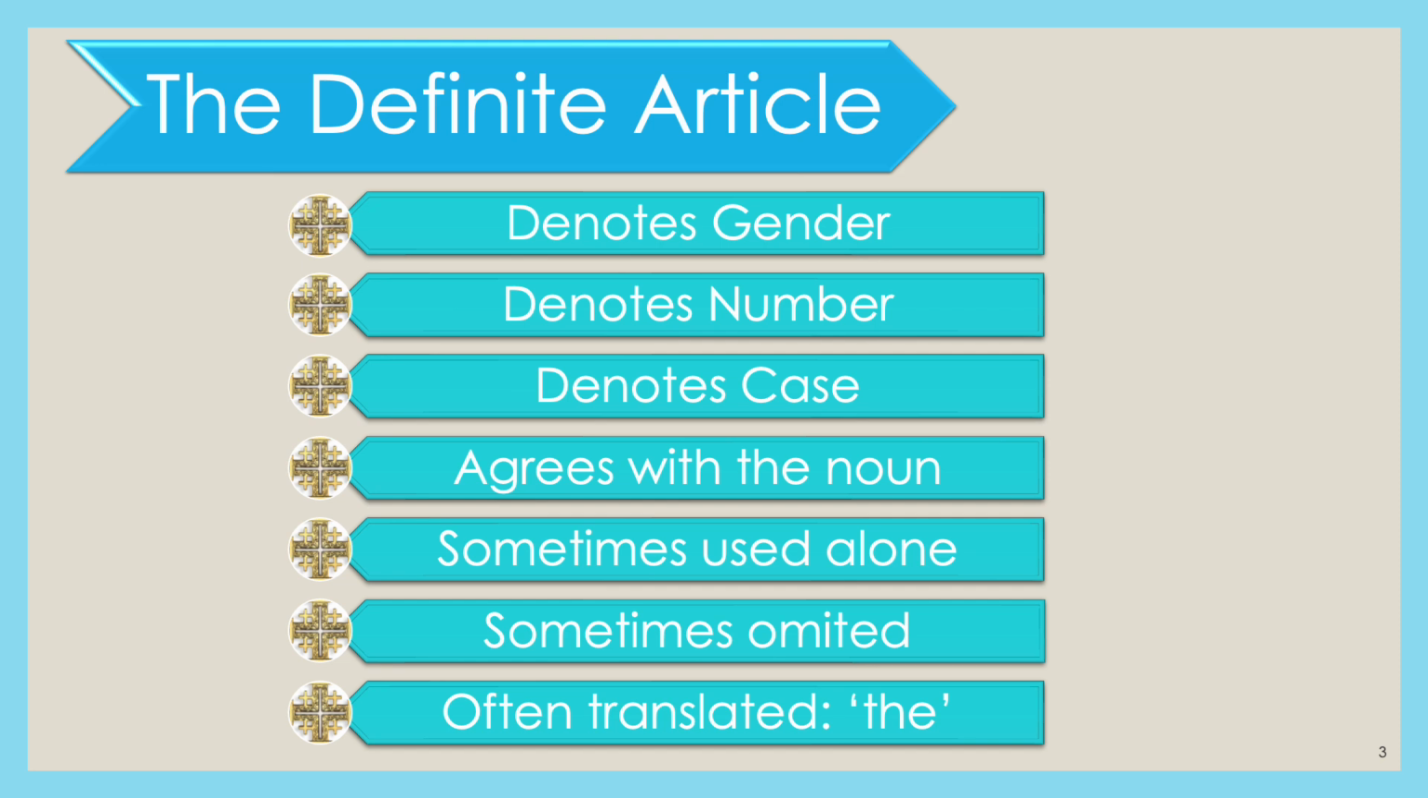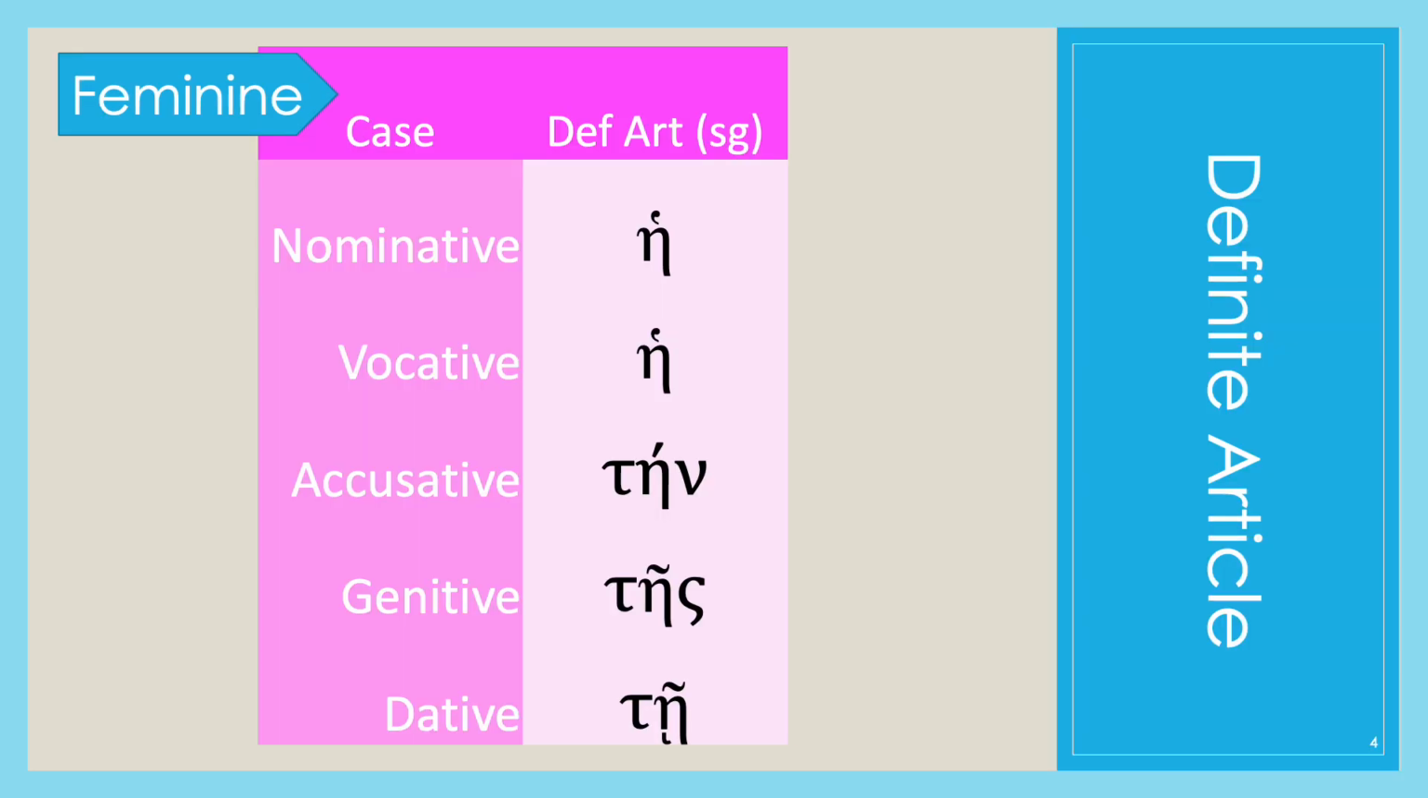Sometimes the noun it goes with, particularly if that noun is from another language, will not have normal Greek endings, and so we would need to look at the definite article to find out gender, case, and number. The definite article is very useful in a number of ways. I'm going to give you in this video a basic, fairly quick run through of the different forms that it takes and the main things that you need to understand.